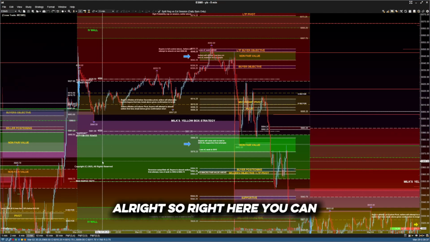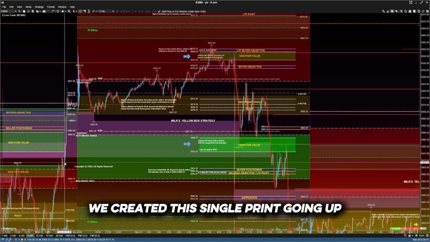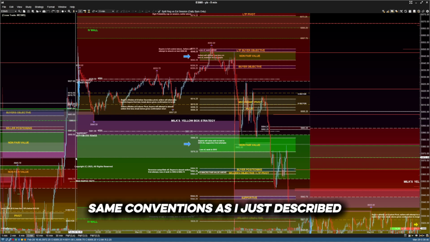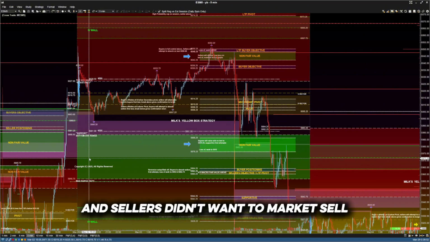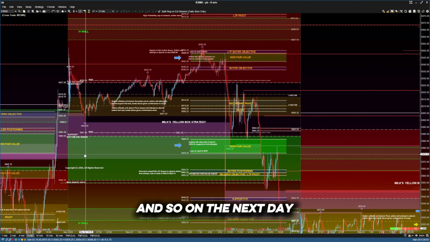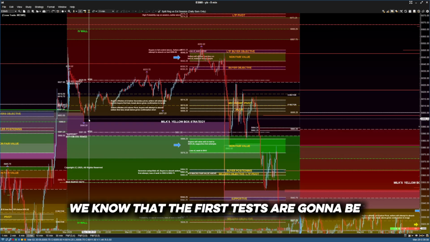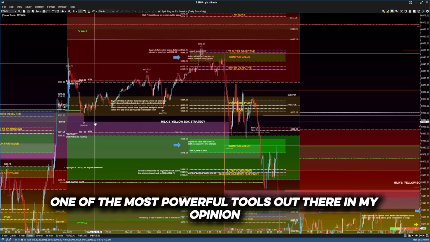Right here, you can see that on this day we created this single print going up. We didn't spend 30 minutes here. Same conventions as I just described, but opposite. Buyers were strong this time and sellers didn't want to market sell. So on the next day, we know certain conventions of it. We know that the first tests are going to be very supportive and resistive. One of the most powerful tools out there, in my opinion.